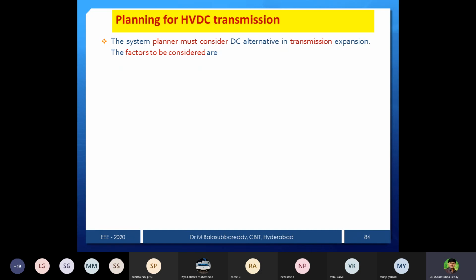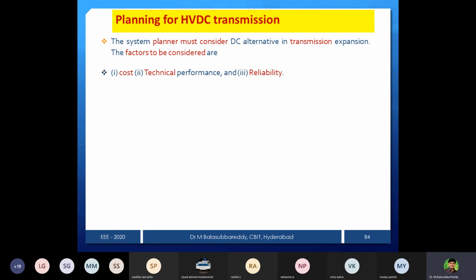Planning must be considered in a DC alternate in a transmission expansion. The factors to be considered are, because once if you want to expand this line, something we have to consider. What the major factors are, that also we discussed in case of comparison between AC and DC transmission. But while we are planning of expansion, some considerations need to be considered, as well as some of the things depend on voltage level or choice. All these things also will come into the picture, but cost is not a major part, but technical performance and reliability is the major thing.